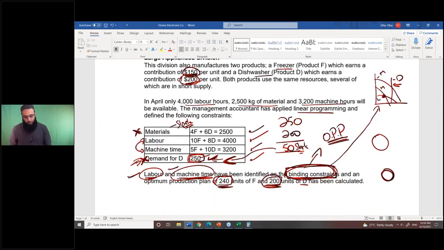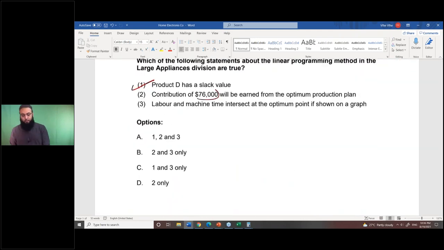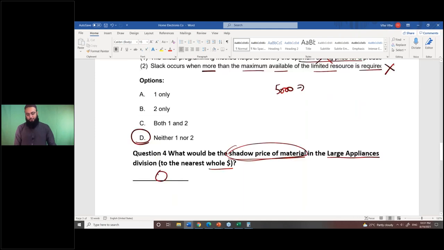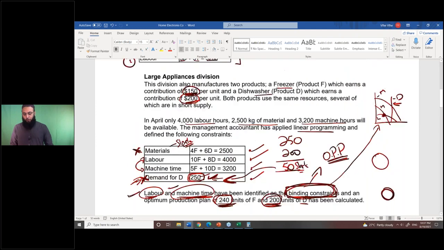Okay, 150 and 200, and the units are also given to me. Now, the next statement is quite simple. Contribution of 76,000 will be earned from the optimum production plan for large appliances. Is it true? Let's check it. The contribution for F is 150 multiplied by units 240, plus 200 contribution multiplied by 200.